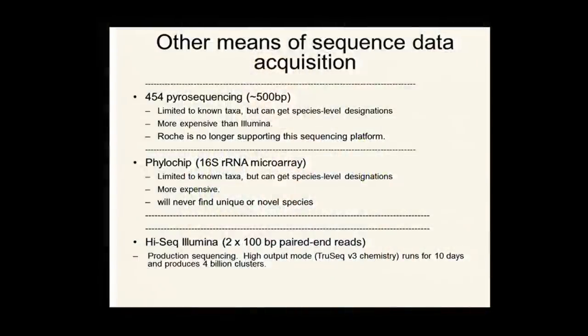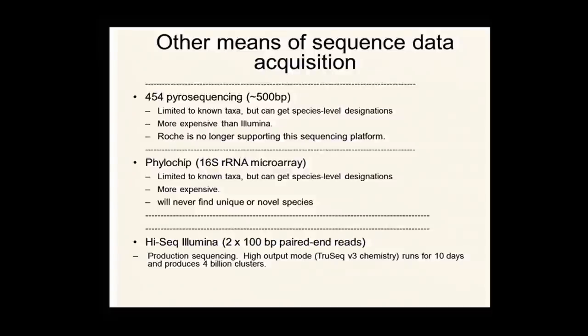The HiSeq Illumina, if you want to do production sequencing, you definitely should use the Illumina HiSeq. We do all of our metagenomics on it, but you have to be ready for the scale of this data.